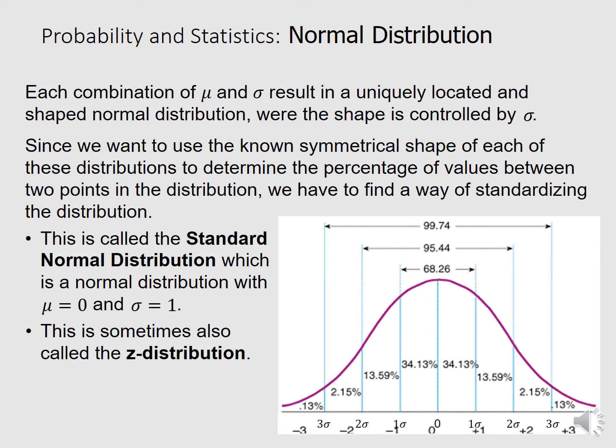We can take advantage of the symmetrical shape of these distributions to determine the percentage of values between 2 points in the distribution. However, to do this, we have to find a way to standardize the distribution. This standardization is commonly called the standard normal distribution, which is a normal distribution where the mean equals 0 and the standard deviation equals 1. You might be more familiar with this being called the z-distribution.